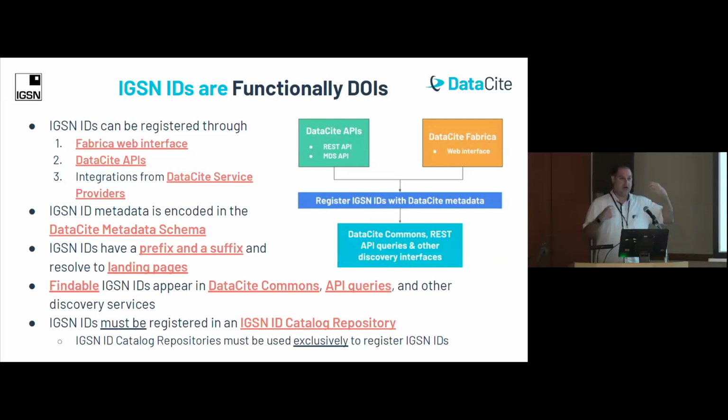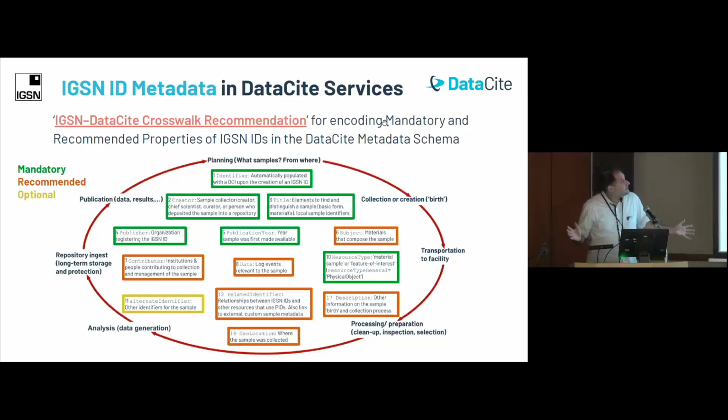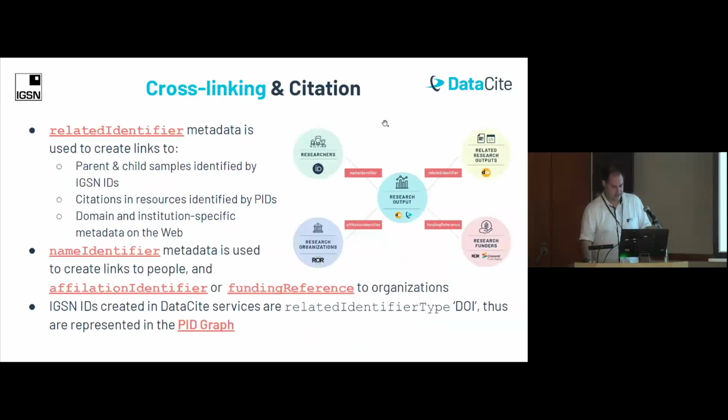So IGSN IDs must be registered in an IGSN ID catalog repository, and a catalog repository must be used exclusively for IGSN IDs. I don't have time to get into the metadata here, but if anybody is interested, please reach out to me. The important point is that DataCite does have its metadata schema, and we've worked specifically with the IGSN organization to create a recommendation for encoding mandatory and recommended properties of IGSN IDs into the DataCite metadata schema. So we've looked at how sample metadata can best be included within the DataCite metadata schema.